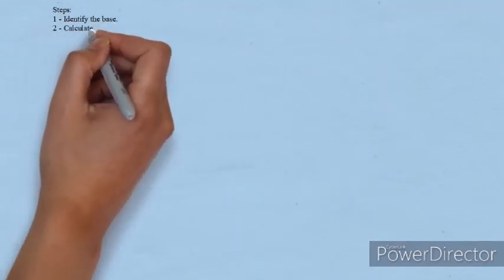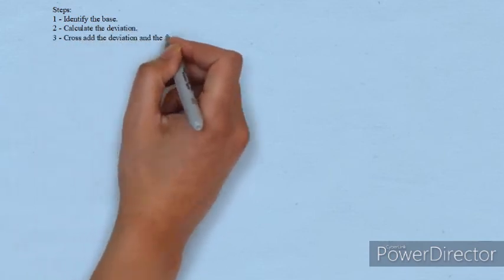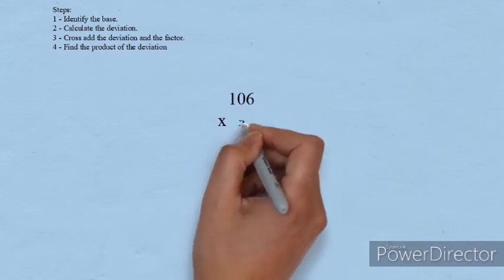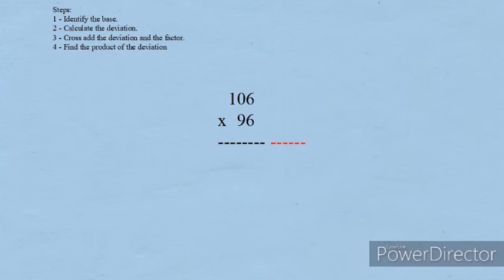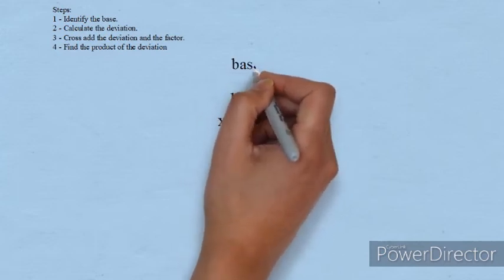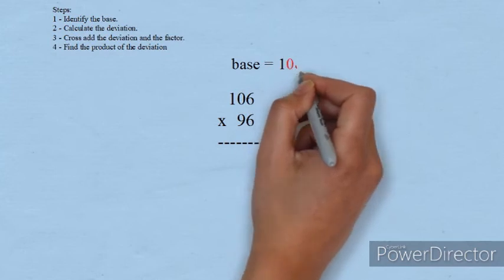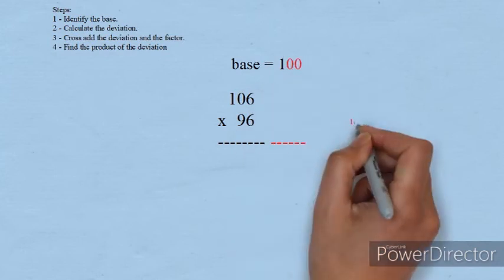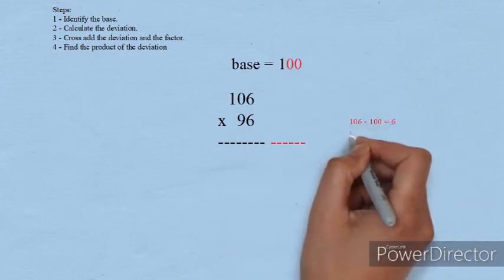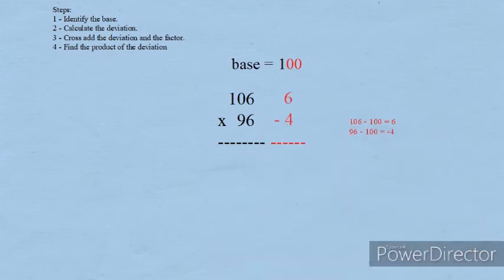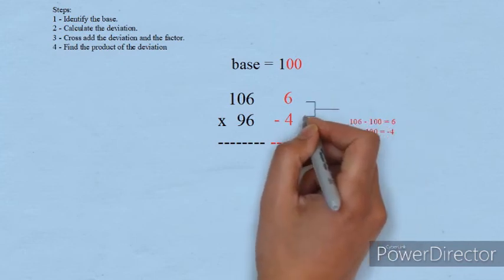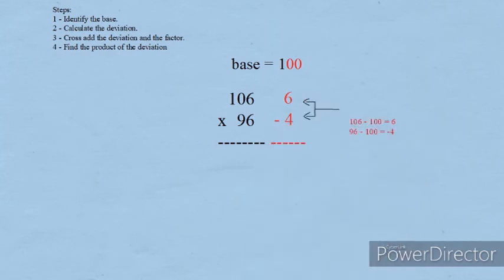Example 3. Let's look at 106 times 96. Step 1. Identify the base. The closest base to both factors is 100. Step 2. Calculate the deviation. 106 minus 100 is 6. 96 minus 100 is negative 4. 6 and negative 4 are both deviations.